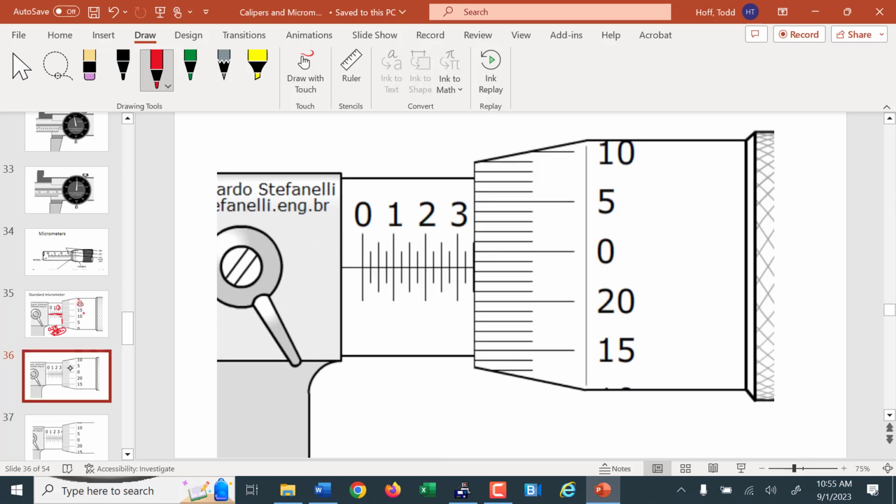How about this one? So off the barrel, the main scale, how many tenths? 0.3. We're at the 25. Have we made it past the 50? No, we're not quite back to 0 yet. So we're at the 25. Then on the thimble, what are we reading? 23, I'd say. Yeah, 0.023. So that is 0.348 inches.